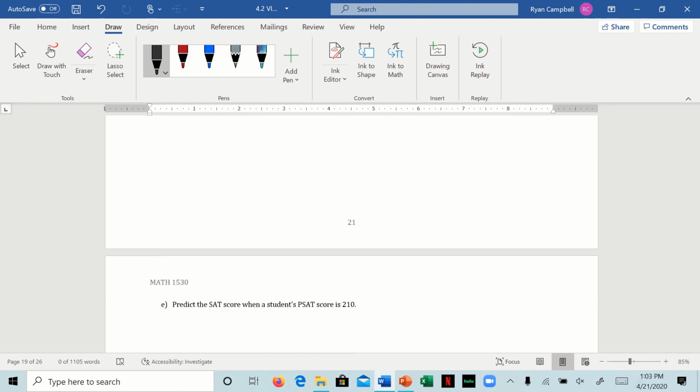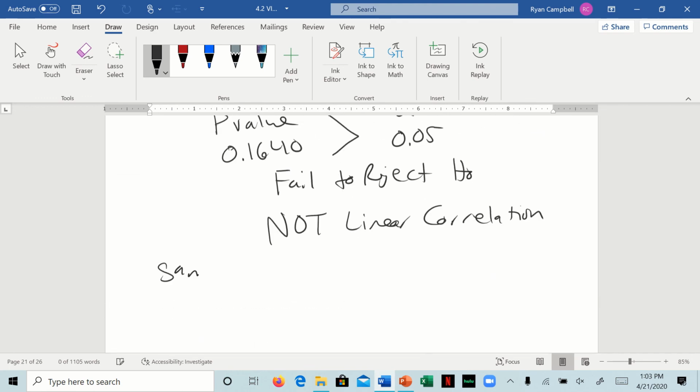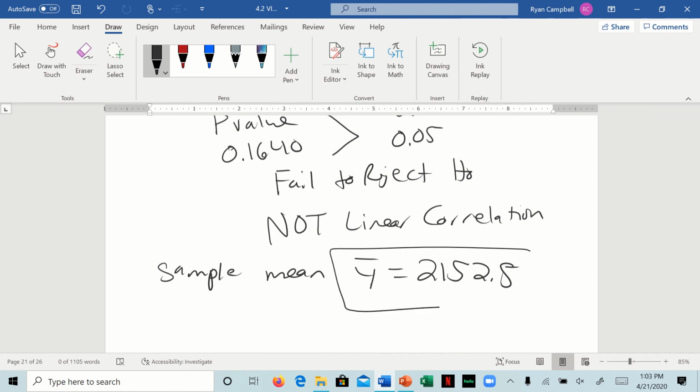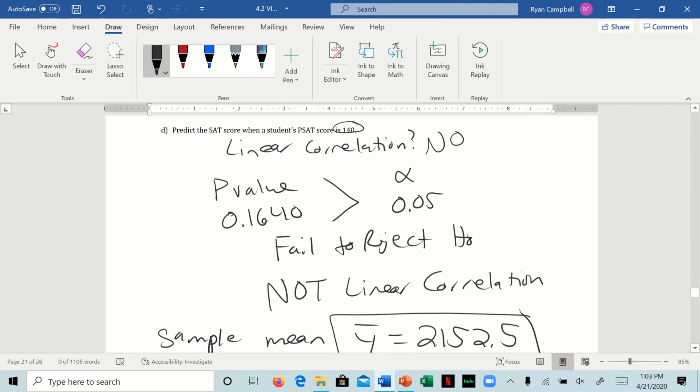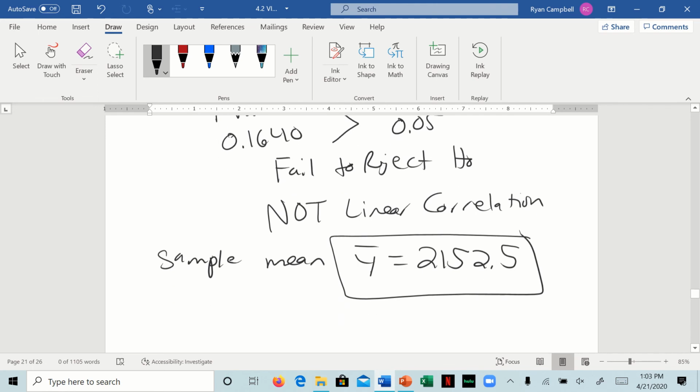And when you find that, you see that the sample mean is equal to 2152.5. So if the PSAT score is 140, then the SAT score will be about 2152.